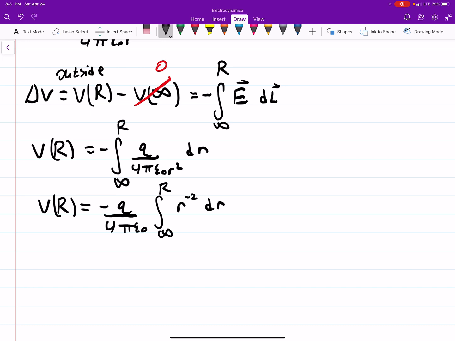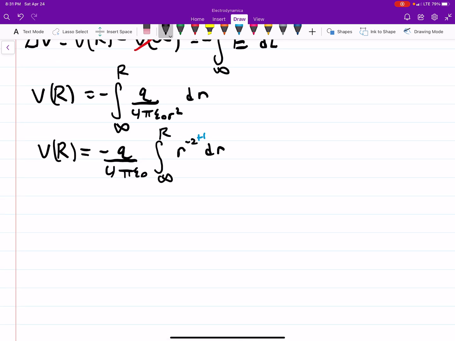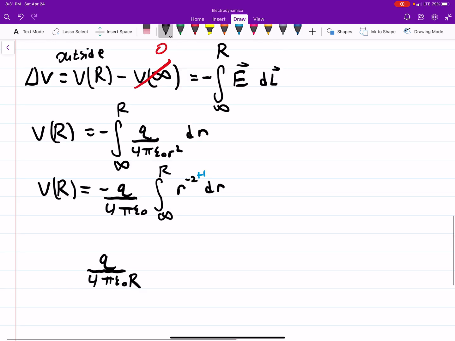And then I use the exponents to go ahead and bring that guy on up. So if we do the power rule here, we can add 1. That'll make that a positive number. And then we just bring it down. So you'll end up with Q over 4 pi epsilon naught r. So that's the potential outside the sphere.